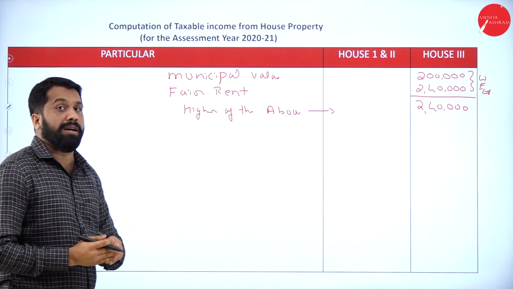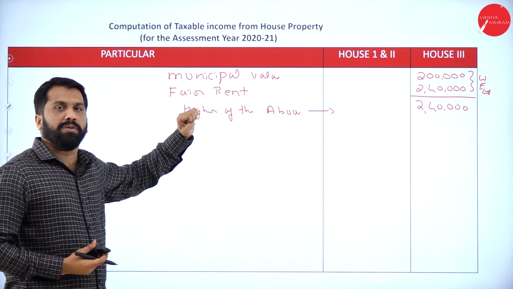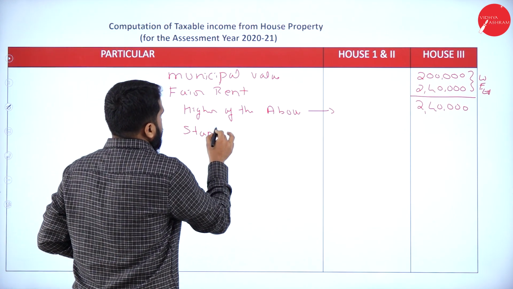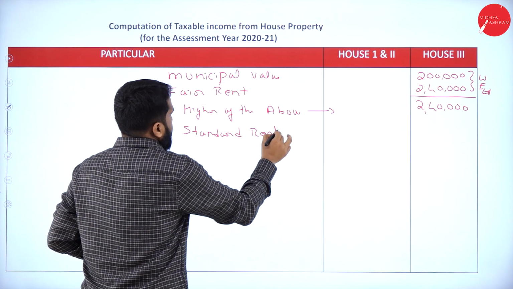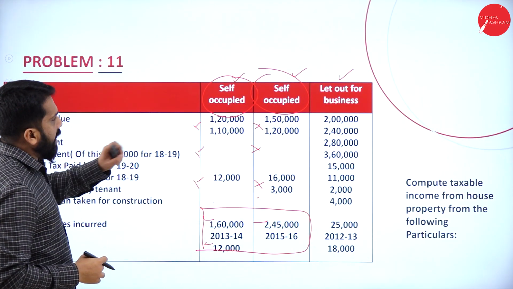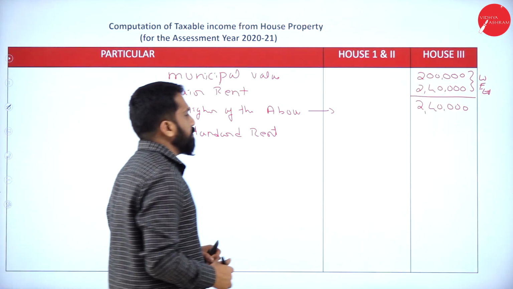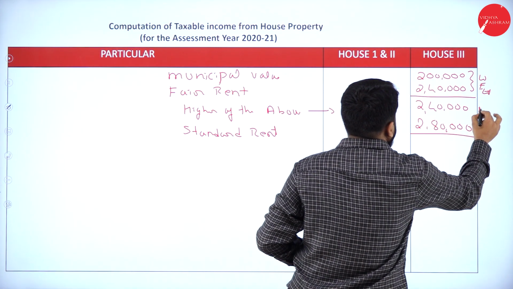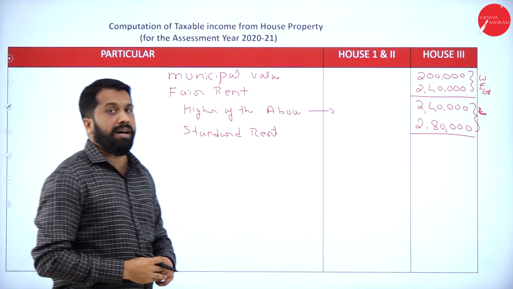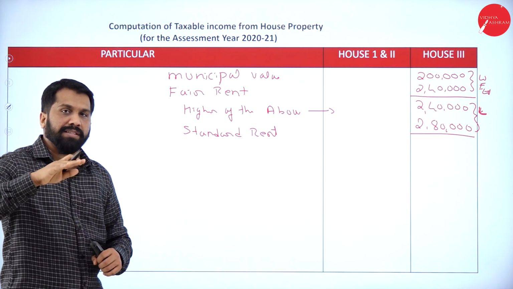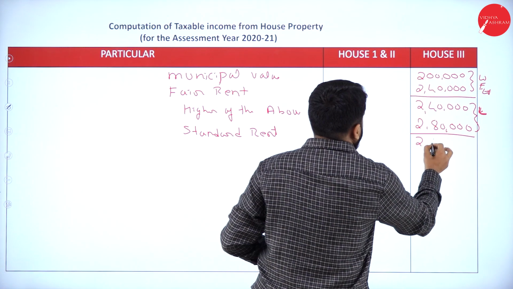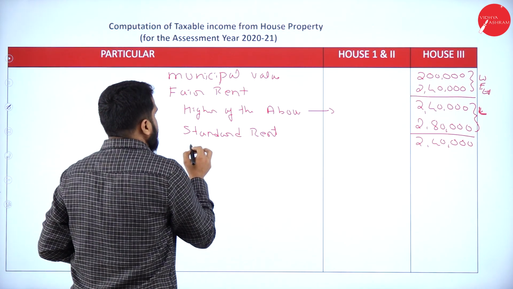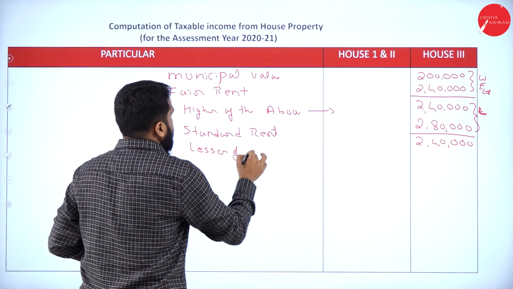Now, this is done. Now, we have to compare with what? Your municipal value is over, fair rent is over. The next part will be your standard rent. What is your standard rent in this? As per this, we have 2 lakh 80,000. Now, whichever is less. 2 lakh 40,000 or 2 lakh 80,000, out of these two, 2 lakh 40,000 is less. Up to this, any doubt? No. Whatever we have written, lesser of the above.